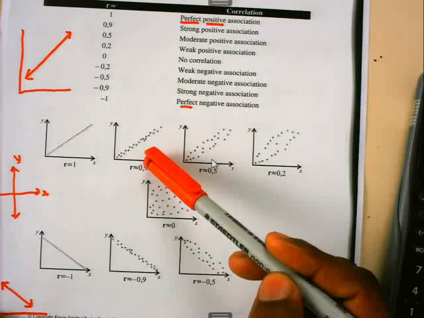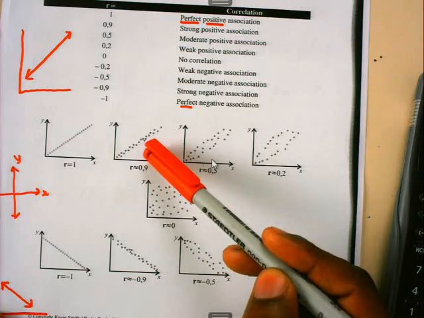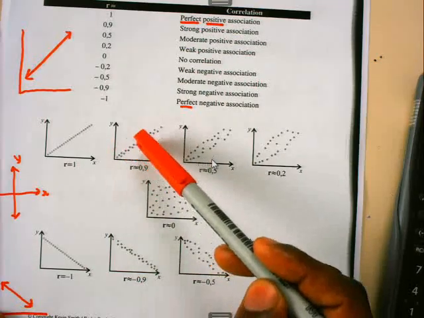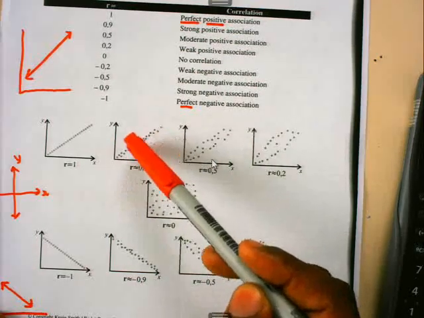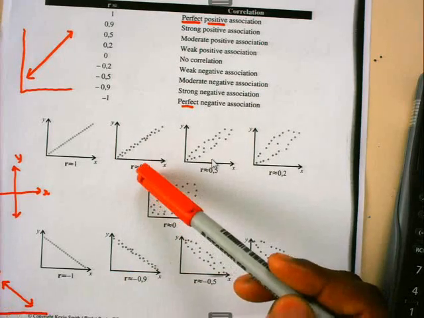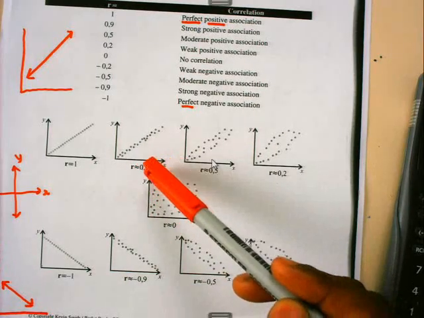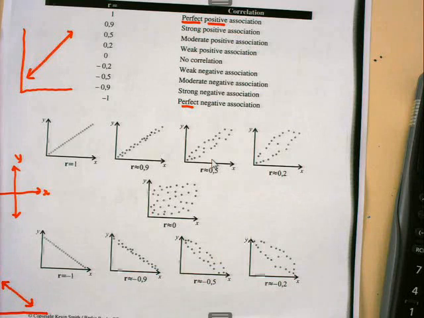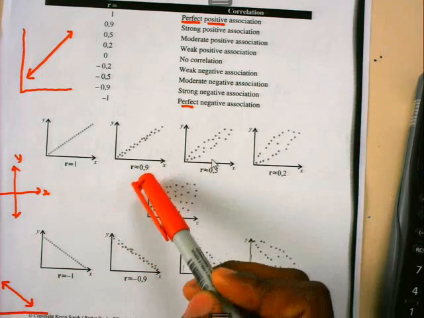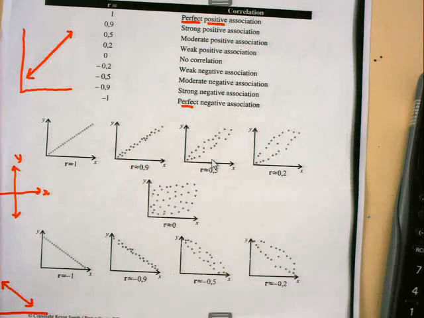Look at this set of points now here. On your scatter plot, look at your scatter plot. Do you see your scatter plot? R is anything like 0.9. Do you see that? 0.9. So 0.9, 0.8, 0.7.